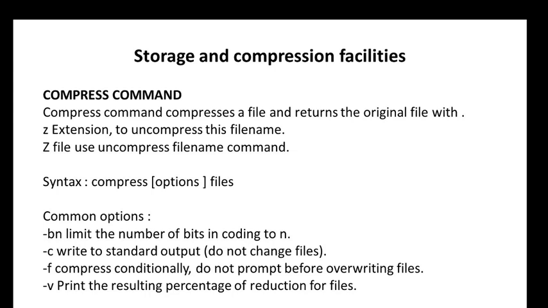The syntax for the compress command is compress options files. The common options are -b n, -c, -f, -v. The -b n option limits the number of bits encoding to n. The -c option writes to standard output and does not change files. The -f option compresses conditionally and does not prompt before overwriting files. The -v option prints the resulting percentage of reduction of files.